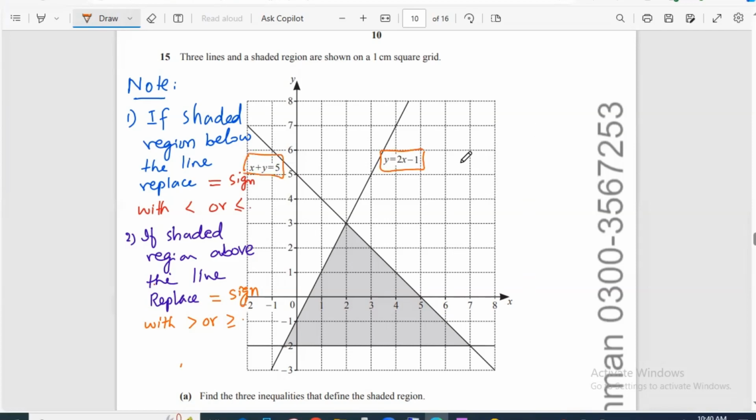There are two equations, and this equation is for this line. This is the line which has the equation y equal to 2x minus 1, and the gray region is the shaded region here. The shaded region is below the line. So what will you do? You have to replace the equal to sign with less than or less than equal to sign. y is less than equal to 2x minus 1 is the inequality for this, right?